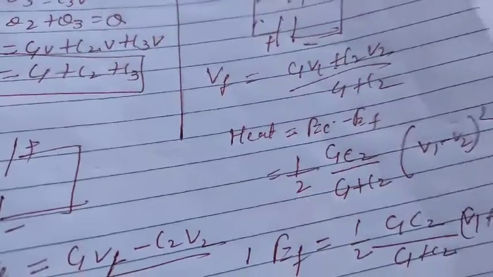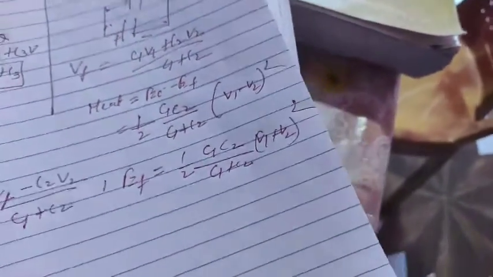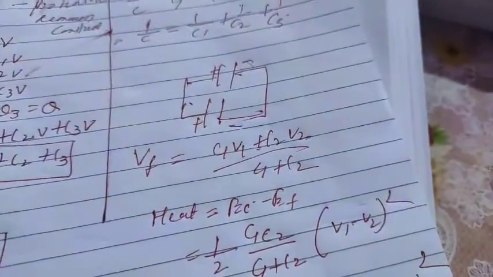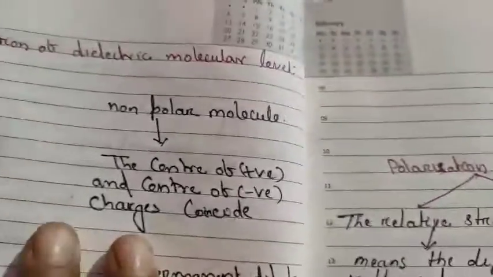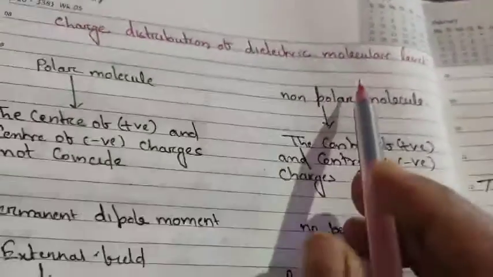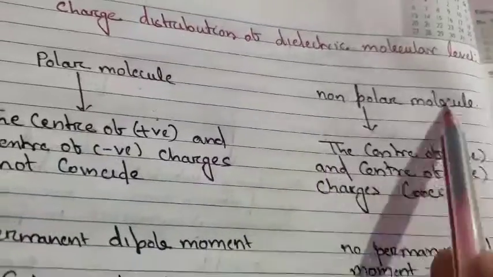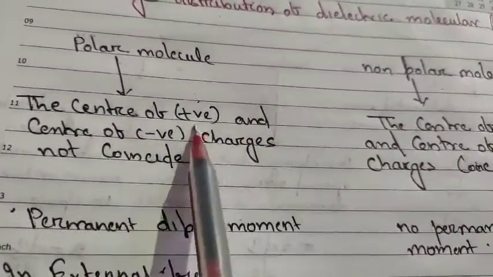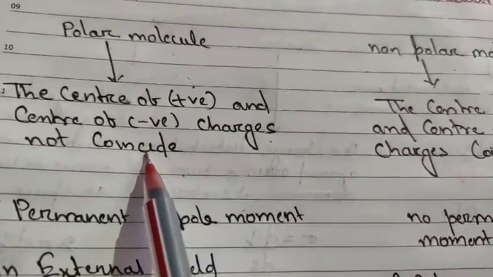Okay. Now I will give you the last concept about polarization. As you have heard in chemistry, if I am not wrong, but then also I will tell you the concept. For polarization, student, you have to remember some notes here. What is that? The charge distribution in a dielectric at the molecular level is of two forms. One is polar molecule, another is non-polar molecule. So what do you mean by polar molecule, student? The center of positive and the center of negative charges do not coincide with each other.